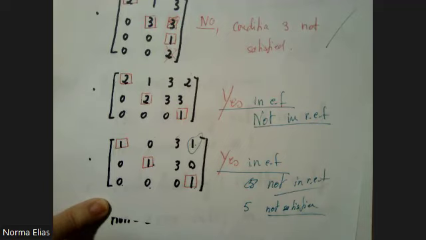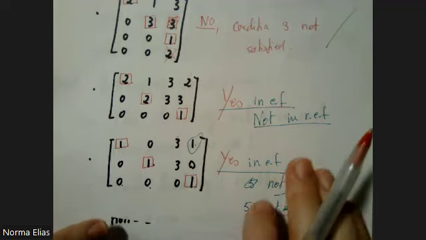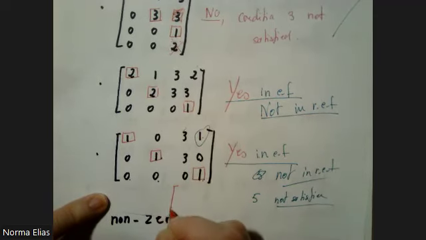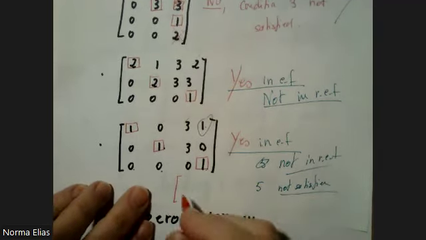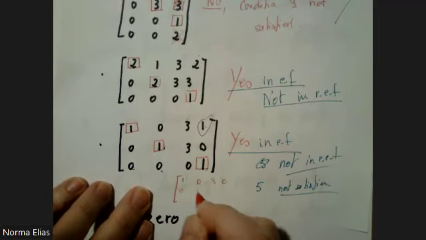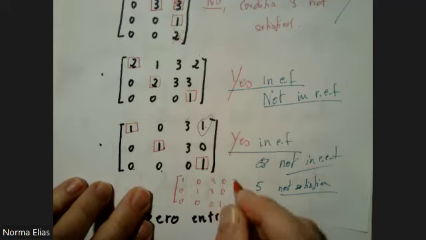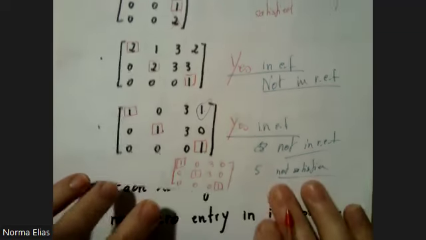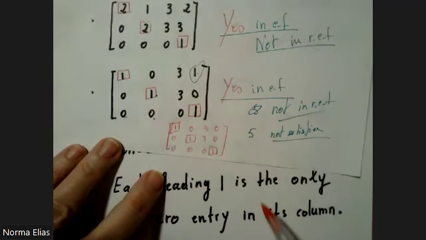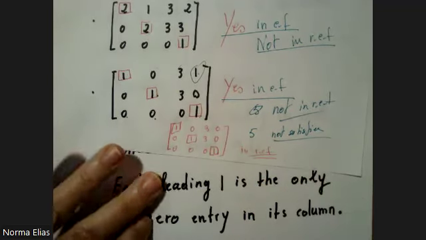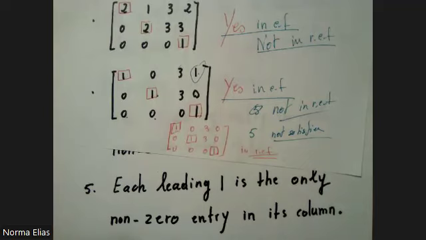So the only way I can make this reduced echelon form is to change this into a 0. To make this reduced, I would need the following matrix: 1, 0, 3, 0, 0, 1, 3, 0, 0, 0, 0, 1. This is now in reduced echelon form. This matrix right here is in reduced echelon form. Okay. All right.